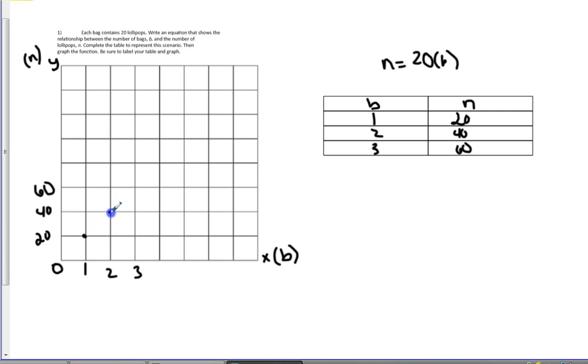Right 2 up to 40. And right 3 up to 60. And remember, if I don't have any bags, I don't have any lollipops. So that's 0, 0. And we connect the line. That should be a nice straight line. That doesn't look so straight, but it's supposed to be.